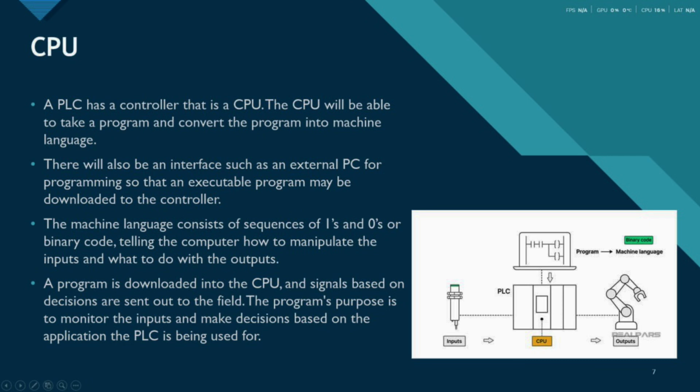A program is downloaded into the CPU and signals based on decisions are sent out to the field. The program's purpose is to monitor the inputs and make decisions based on the application the PLC is being used for.